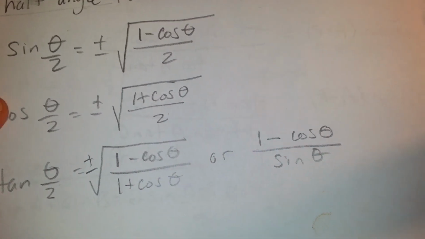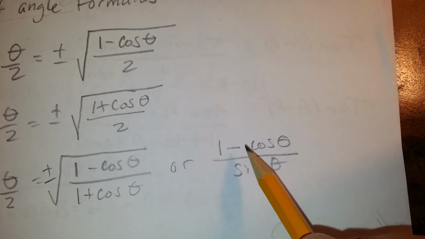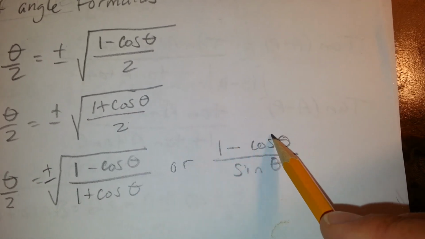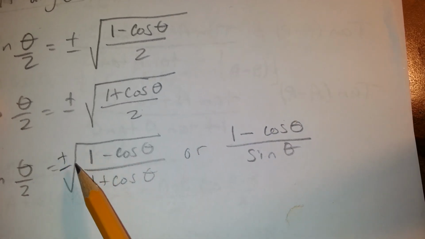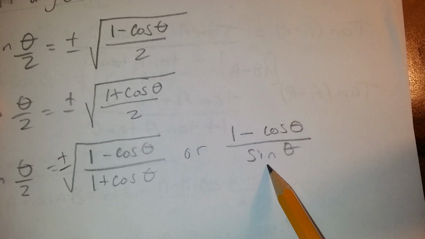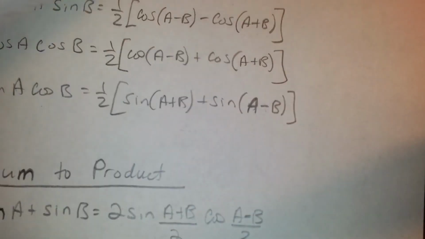Okay, and this one here is a better formula. I'm not dealing with conjugates. No square root, because you're using cosine. And you're not using plus or minus. It's 1 minus cosine theta over sine theta. Okay, that's your tangent. So there's your half angle formulas.